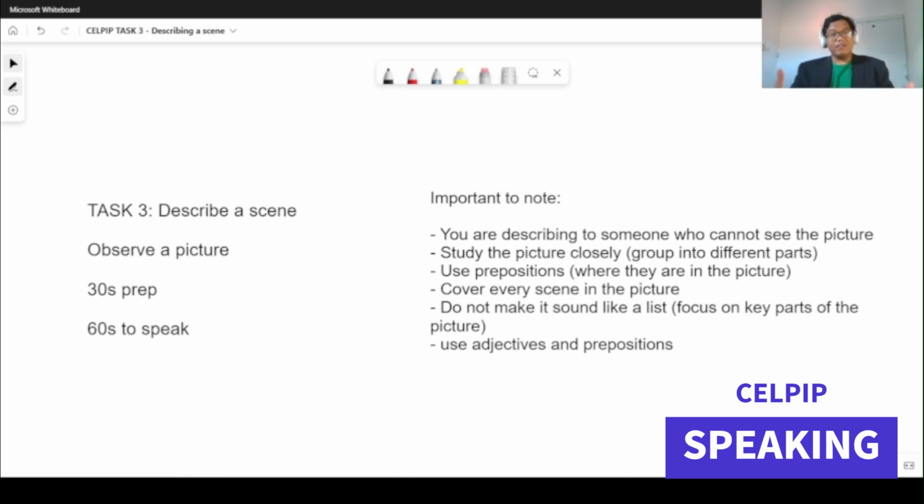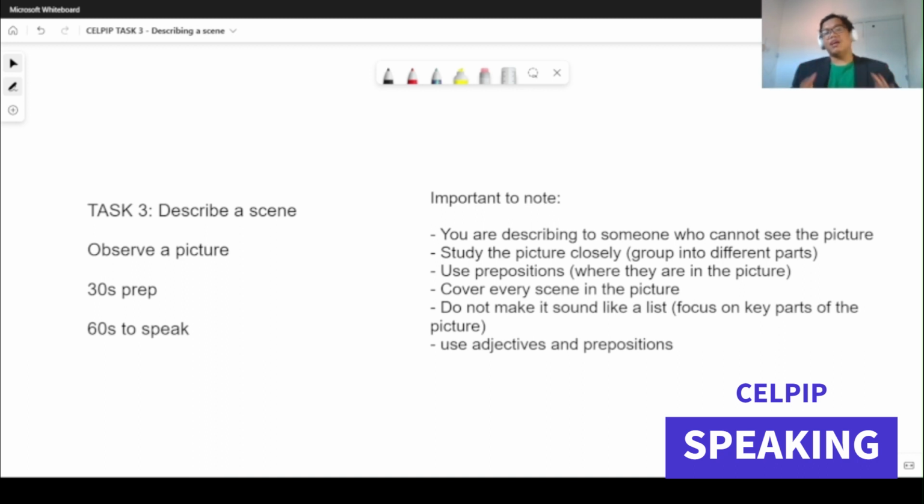So you will be given a picture during the test, and the pictures are usually random. You can't really predict what kind of picture it's going to be, but for sure, 100%, it will have a lot of things going on in it. So you do need to observe that. And then you have 30 seconds for preparation, and then you will have 60 seconds to speak. So the preparation time and the speaking time is exactly the same as in task 2.